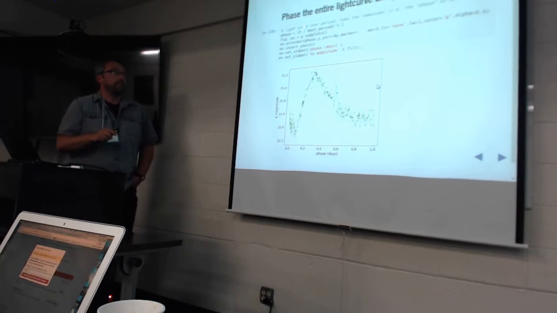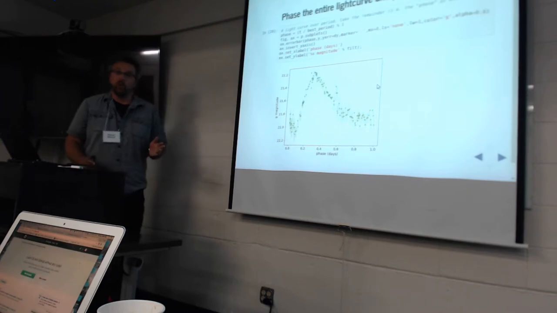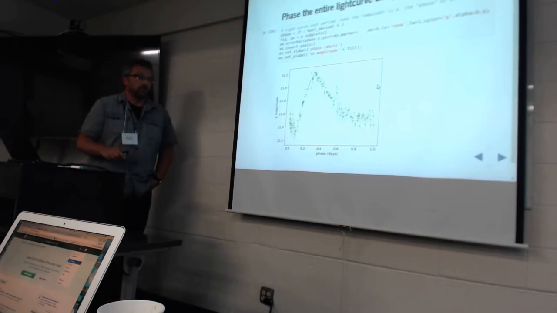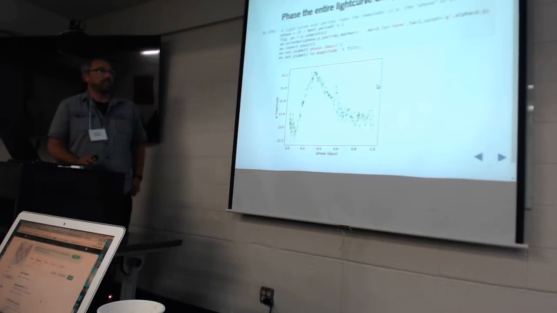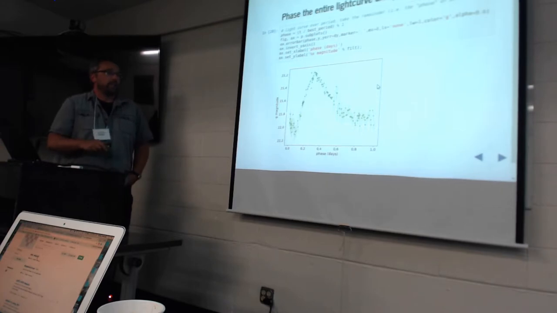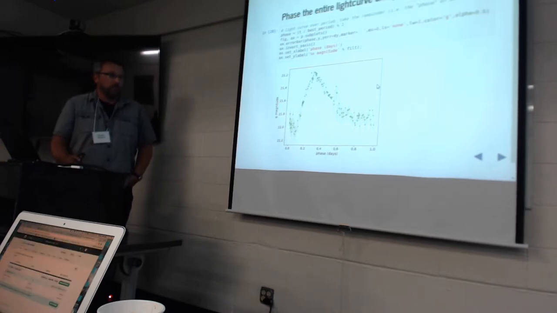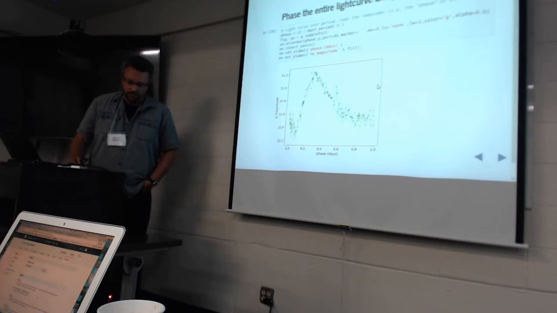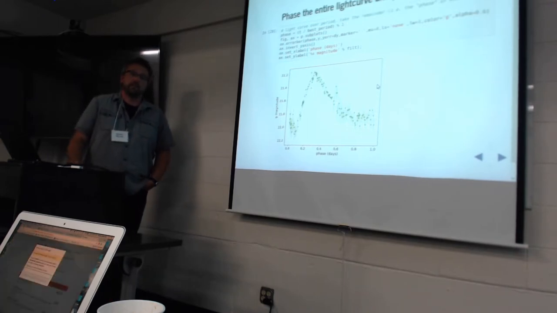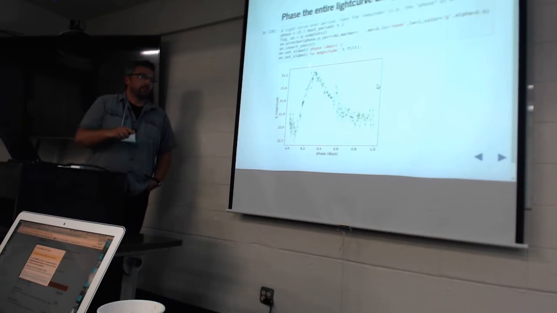Every observation time t becomes now a fractional number between 0 and 1. And now you can plot all the data points, not just from the zoomed-in region, but all the data points as a function of their phase. And you get this beautiful light curve, which really actually looks like an RR Lyrae light curve, which pulsates very fast up and then decays slowly.